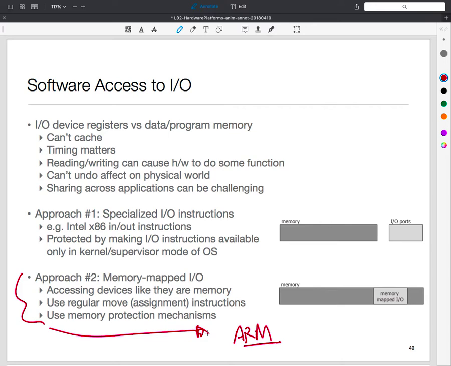So again, since x86 is not widely used in embedded systems, more likely than not, when you're working with these things, you're going to encounter this. This model is by far the more common one. Almost all other processor families tend to use this, and also the tiny processors. So this memory mapped I/O is kind of the more common.